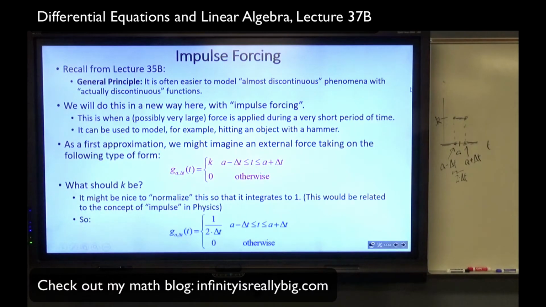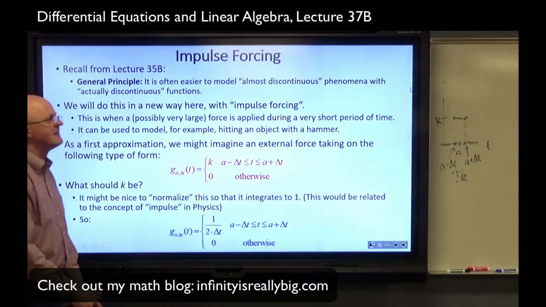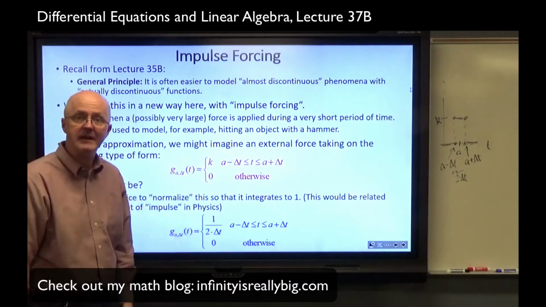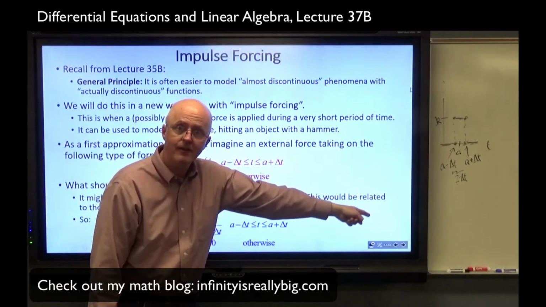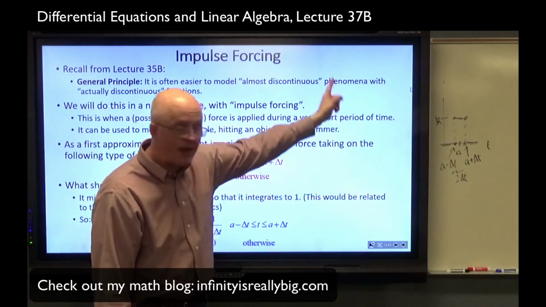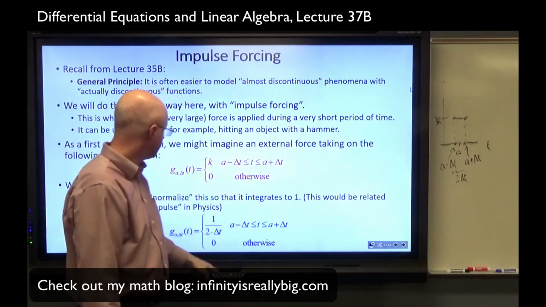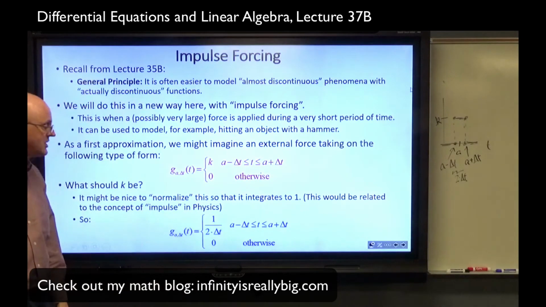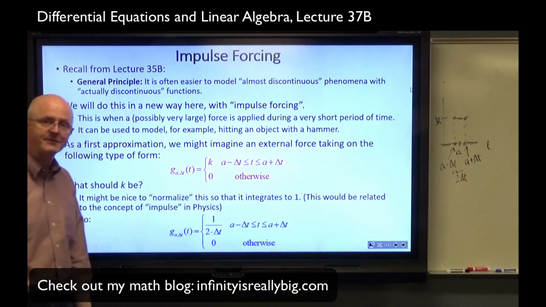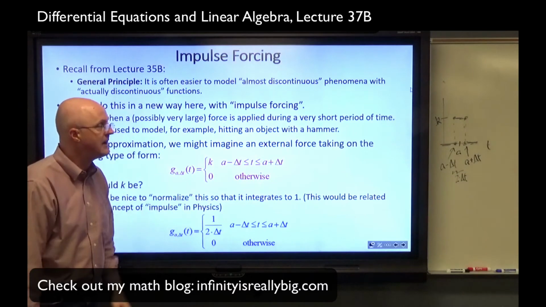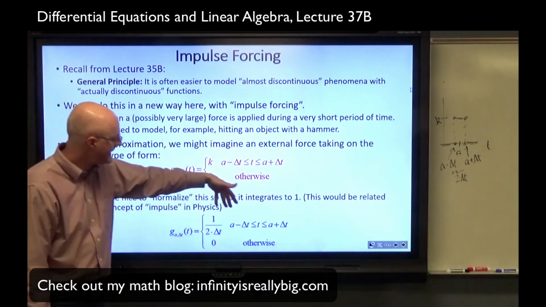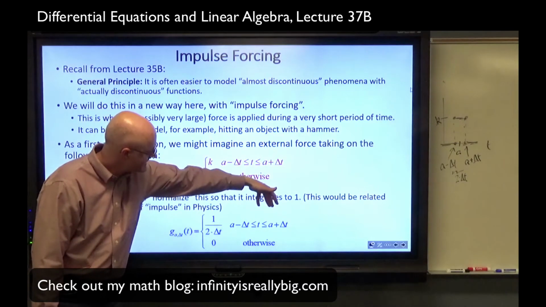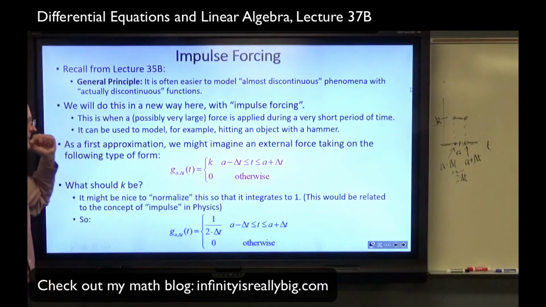So we want to choose k to make the area equal to 1. Well, the base is equal to 2 times delta t. Therefore, the height should be 1 over 2 times delta t. Right there. k should be 1 divided by 2 times delta t. That'll make the area of that rectangle equal to 1. This function will integrate to 1 over any interval containing a minus delta t to a plus delta t.